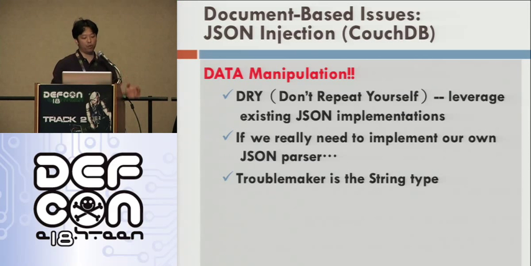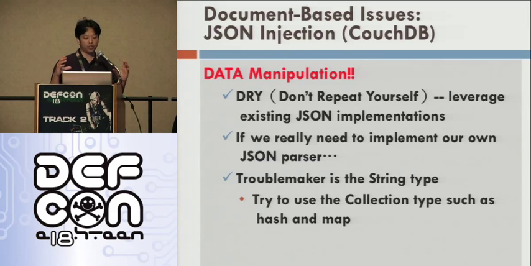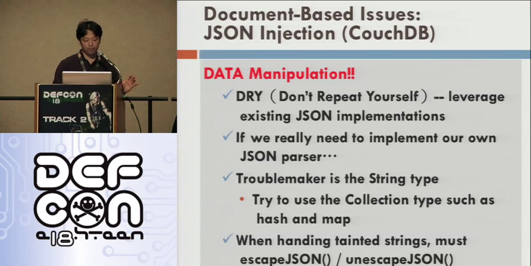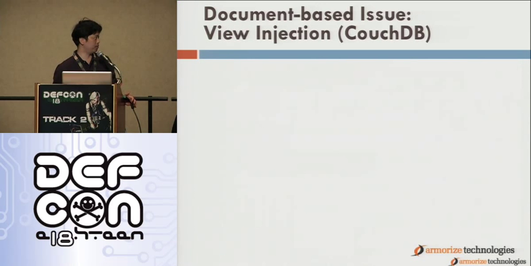Because if we really want to implement one, then there is risk because the troublemaker is a string type, and if we don't handle JSON well, there will be JSON injection. And when JSON injection happens in CouchDB, that is directly manipulating the data stored in the database. The countermeasure is to try to use collection types such as hash and map, instead of manipulating the bare strings themselves. And when handling tainted strings, at least we must remember to escape JSON and unescape JSON.